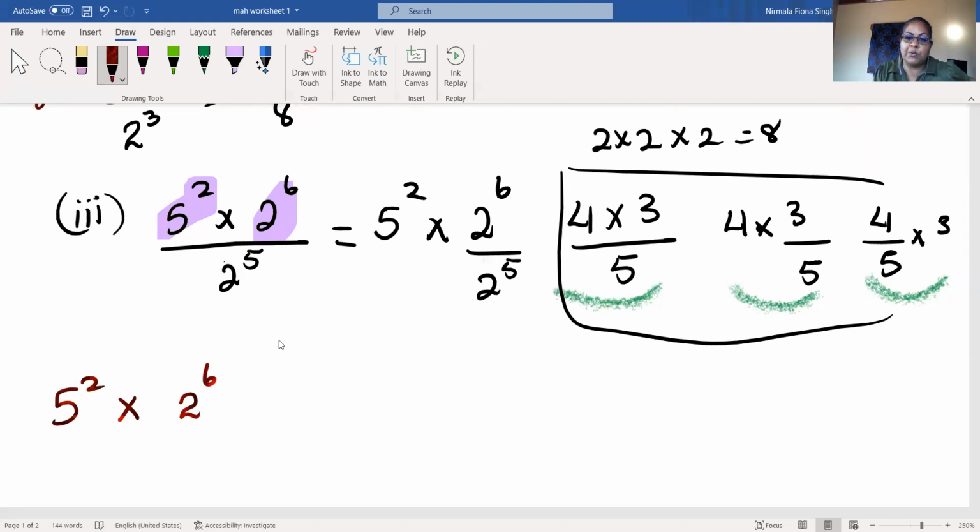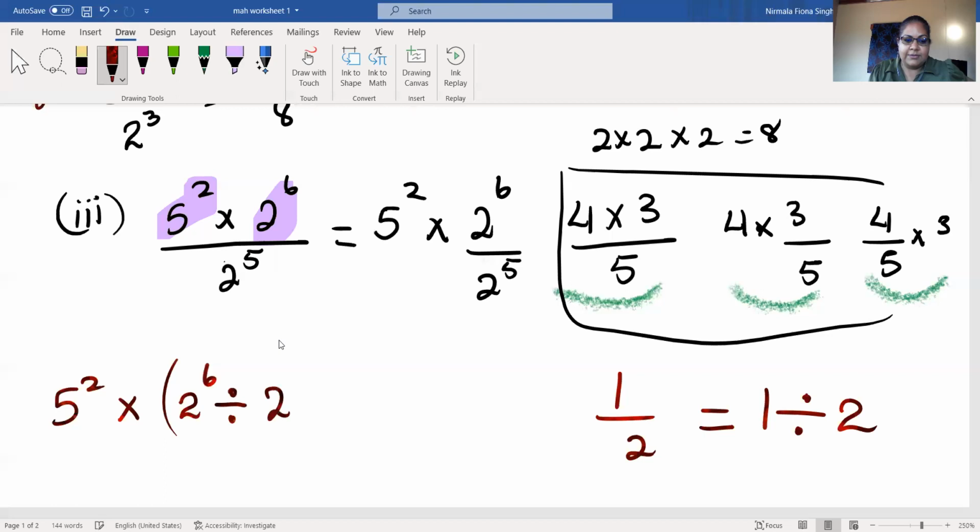And anytime something is over the division sign or the fraction sign, it means divide, because 1 over 2 is exactly the same as 1 divided by 2. You all should know that. So I can now break it up and have 2 to the power 6 divided by 2 to the 5. And we apply the rules of indices. Both of these have the same base, so all we have to do now is apply the rules of indices.